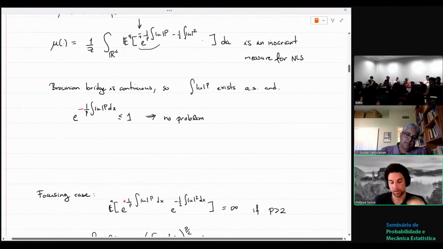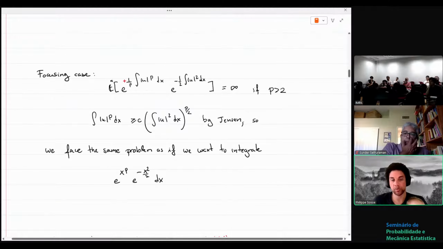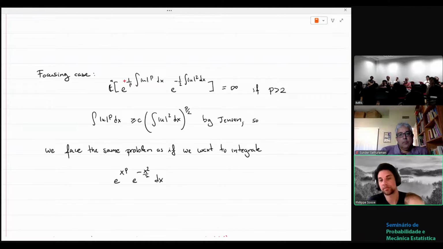The situation is quite different if we look at the focusing case, if we try to put a plus sign in front of this integral. I haven't really emphasized this, but then the measure doesn't make any sense. The reason is that if p is bigger than 2, which is the case that we'll be interested in, then you're trying to do something like integrating e to the x to the p multiplied by a standard Gaussian. And since p is bigger than 2, at infinity, this doesn't integrate. The integral version of this is just that this nonlinear term is much bigger than the quadratic term. So even though the Gaussian has this gradient term in it, it's not enough to control this nonlinear term.